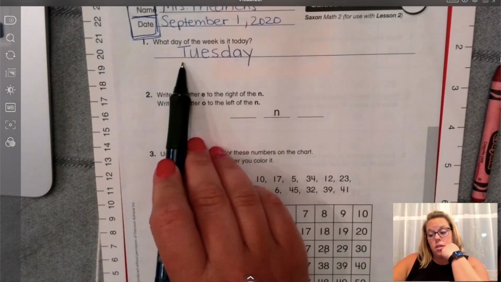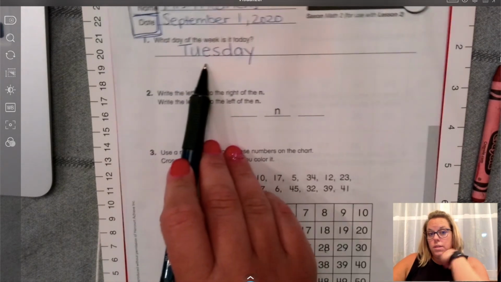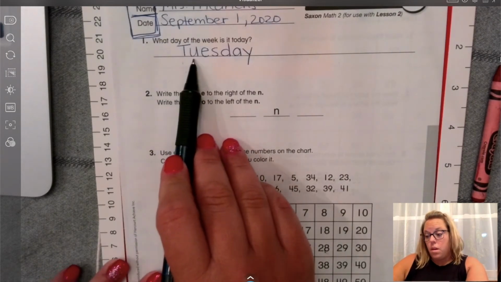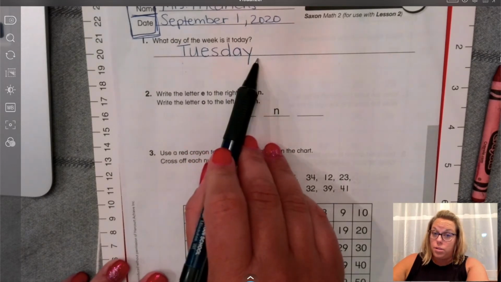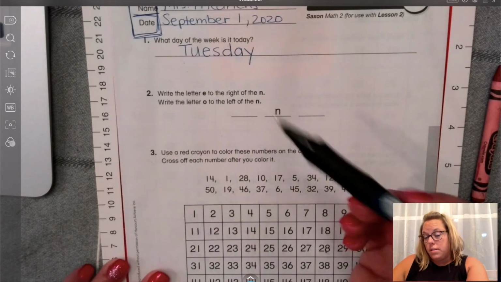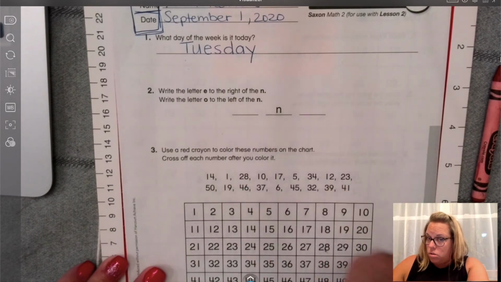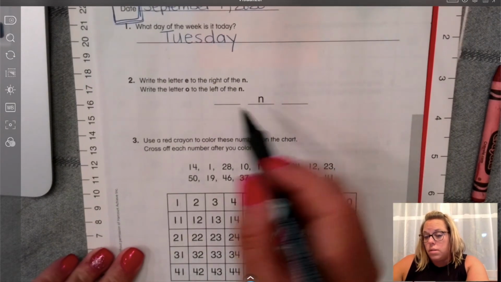All right, friends. So you just wrote the day of the week, Tuesday, and you made it capital T, U, E, S, D, A, Y, Tuesday. Remember, you're using your pencil. I'm using a pen just so it shows up better on the paper. Now, let's take a look at number 2.